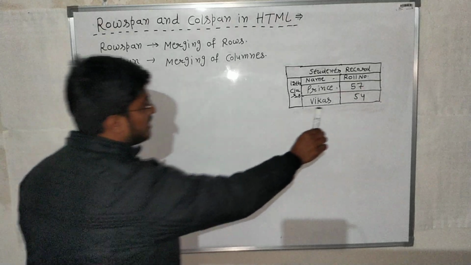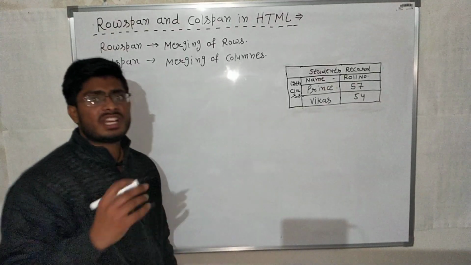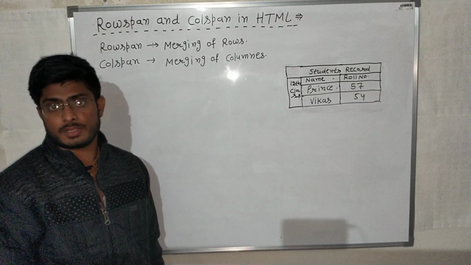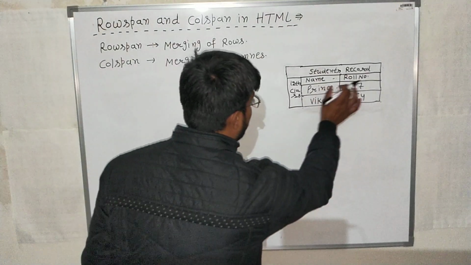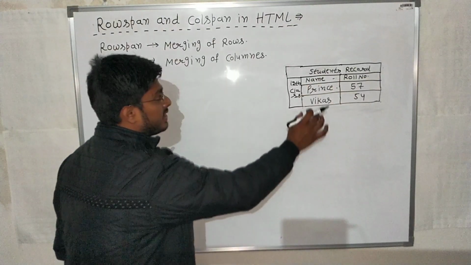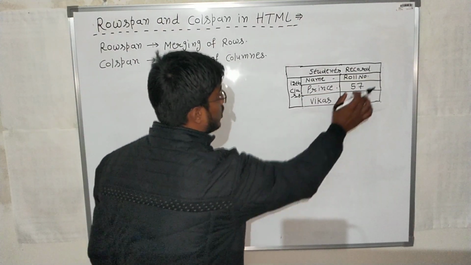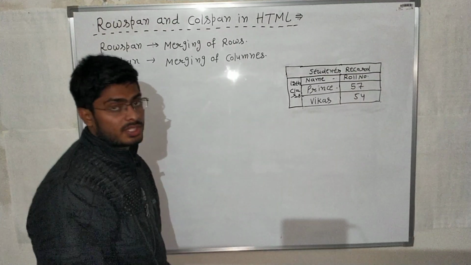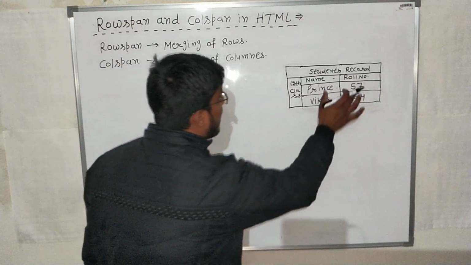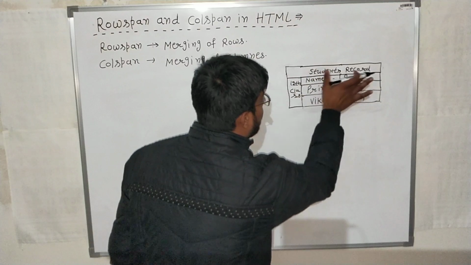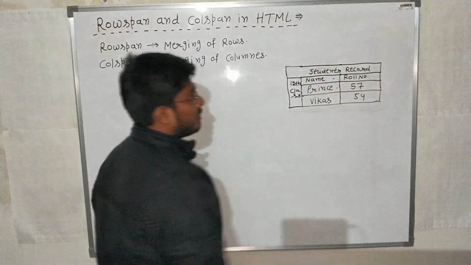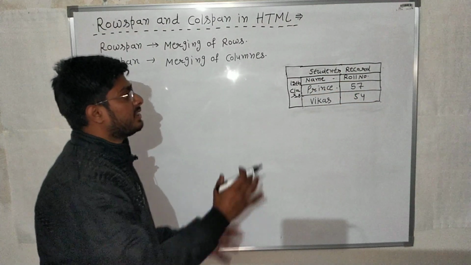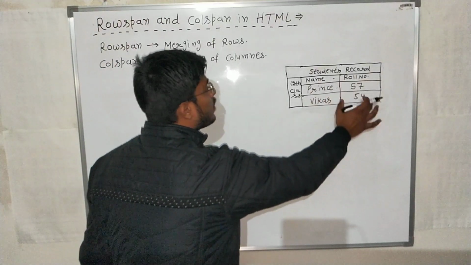For example, this is the table that teachers generally make to store the data of their students. Suppose this is the name and this is the roll number, and the teachers store the name and roll number of all the students. And now they have put a table row named students record, to identify that this is the record of the students.